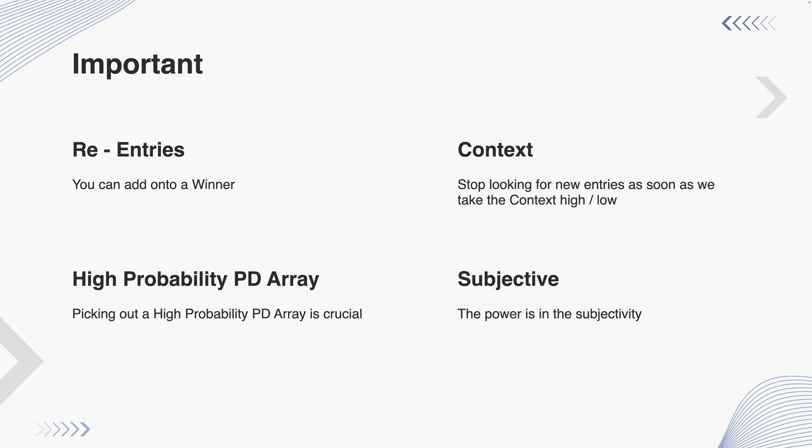Which is of course, again, a crucial understanding to see how far can we retrace? Can we actually hold in this PDRA? It's not just any random daily fair value gap that I'm looking to enter off of. That is very important to understand. Subjective right here. The power is in the subjectivity. And again, that's what we went over with that 80-20 rule.